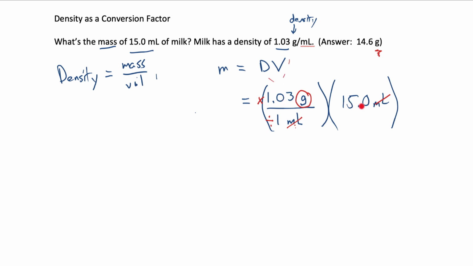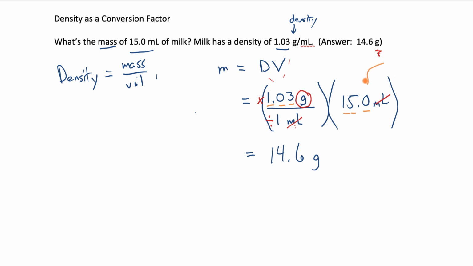And if I did 15.0 times 1.03, I would come up with the answer that's given, 14.6. Now, this is being rounded to 3 significant figures because I have 3 significant figures in my data there, and I have 3 significant figures in my data there.